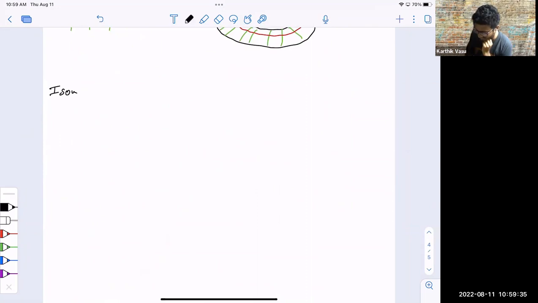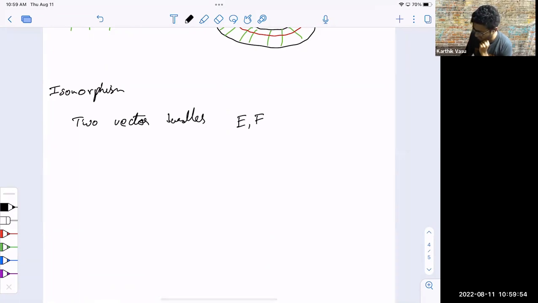Okay, so first, what do I mean by isomorphisms? So let's say two vector bundles, let's say E and F, over the same manifold M are isomorphic.